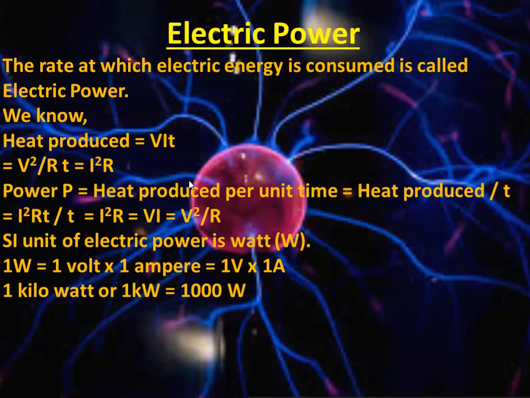These are some formulas you have to memorize. Now coming to the SI unit of electric power, that is watt. 1 watt is defined as the power consumed by a device that carries 1 ampere of current when operated at a potential difference of 1 volt. Thus, 1 watt is equal to 1 volt into 1 ampere, that is 1 volt ampere.